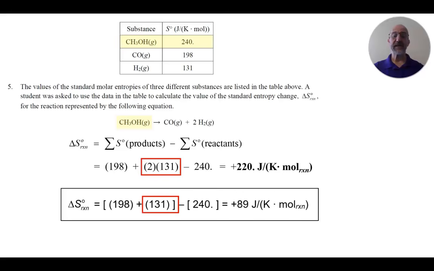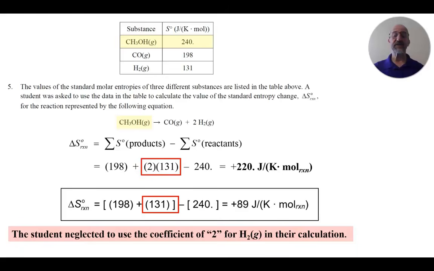So as you can see, the student neglected to use the coefficient of 2 for the hydrogen gas in their calculation. So on the AP Chemistry exam, if you have to do a similar problem to this one, where you have to calculate the delta S from a table of given values for absolute molar entropy, remember to use the coefficients from the balanced equation in the setup for your calculation.